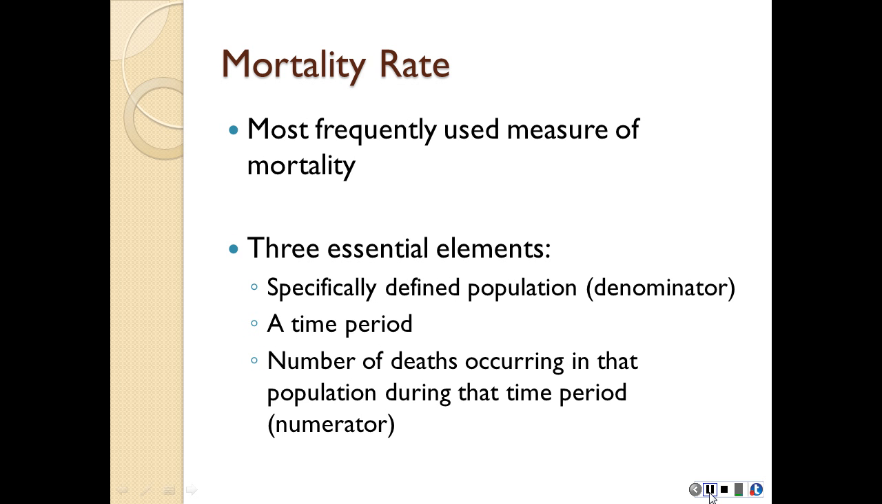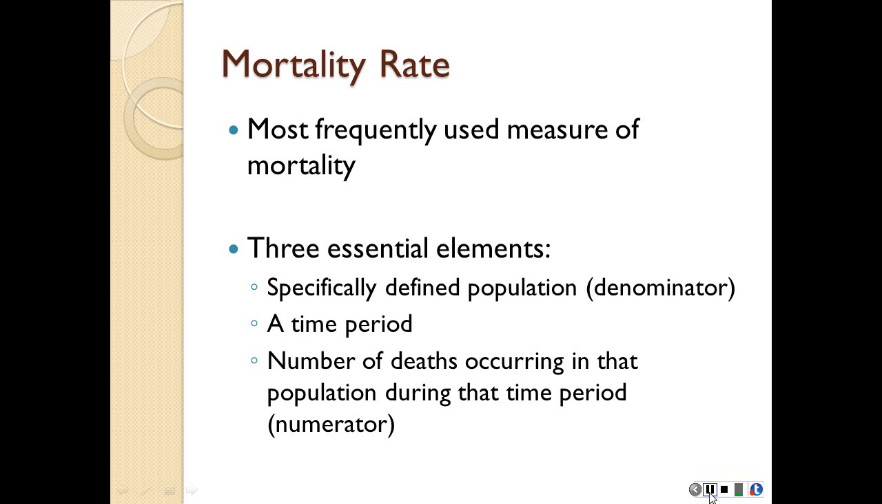So if you had a mortality rate for flu, the denominator is every person that had the flu. Oh, no, I'm sorry, that's wrong. Back up. It's not every person that had the flu. It's every person that was at risk for the flu.